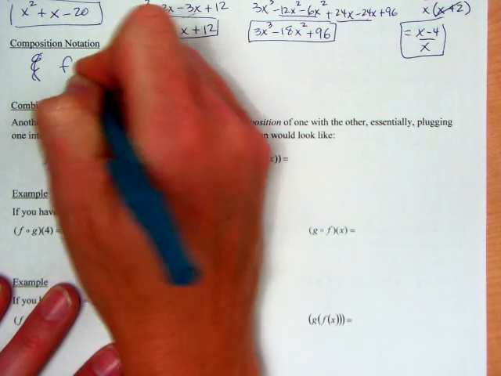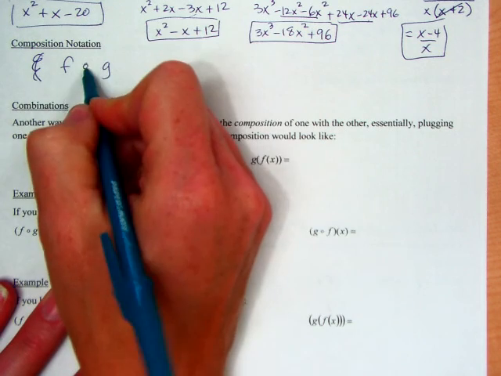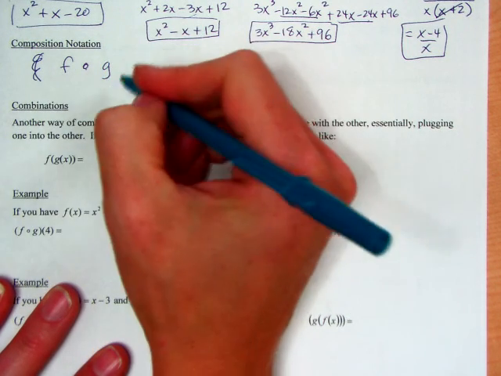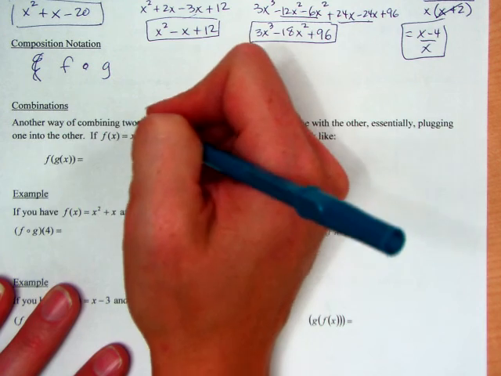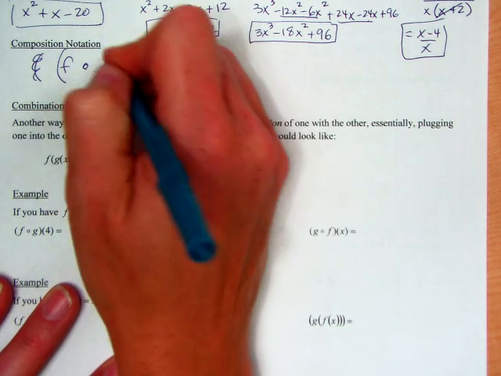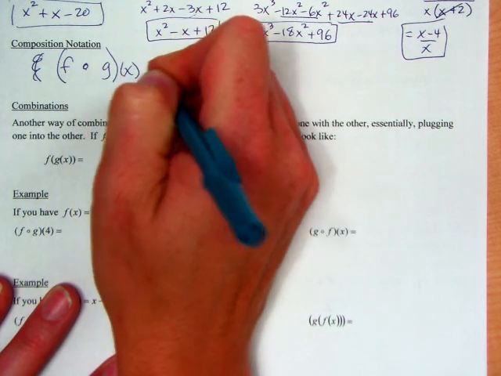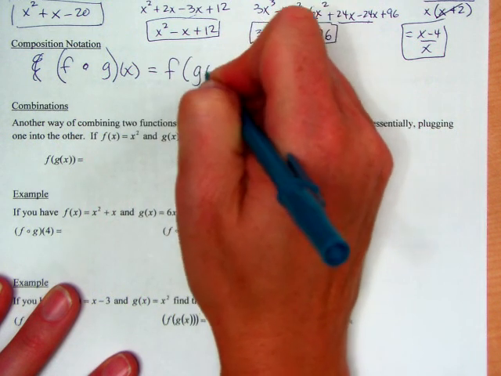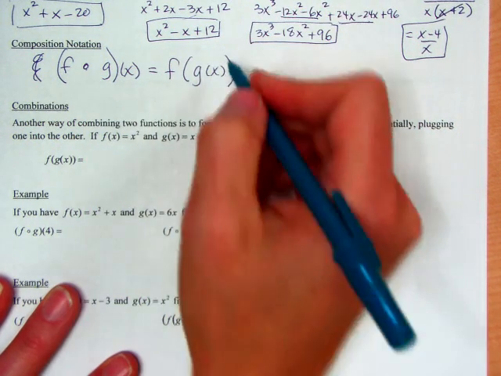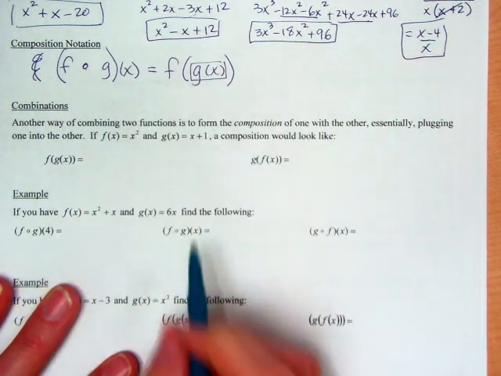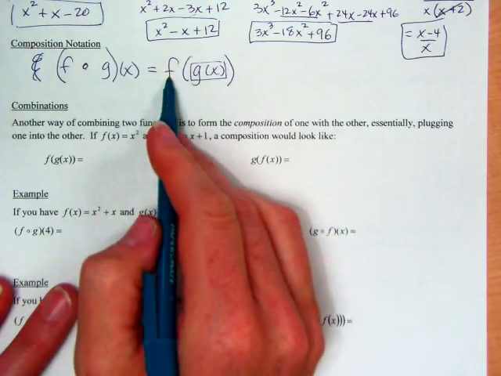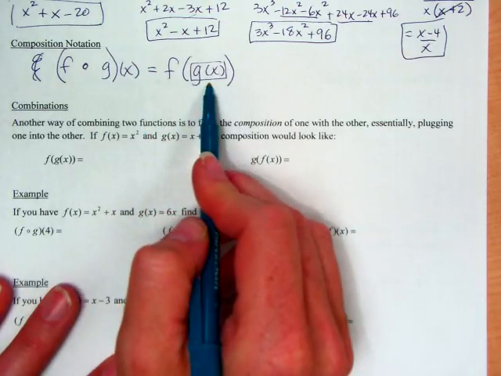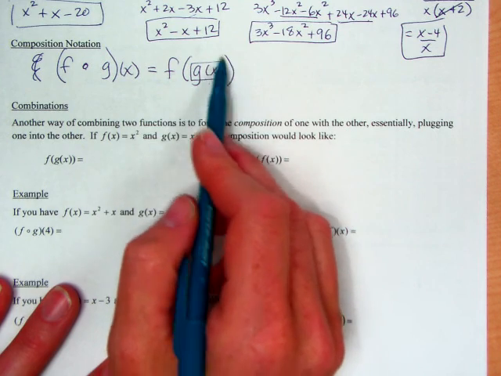So f composed with g, and it kind of looks like f circle g. That little thing is not an O, it's not a multiply, it's actually open, and it means composition of a function. And then of x. A different way to write this is f of g of x. So you're literally saying, I'm going to put the g function inside the f one. So instead of doing f of 3 or f of a, we're going to take the entire g function and plug it in.